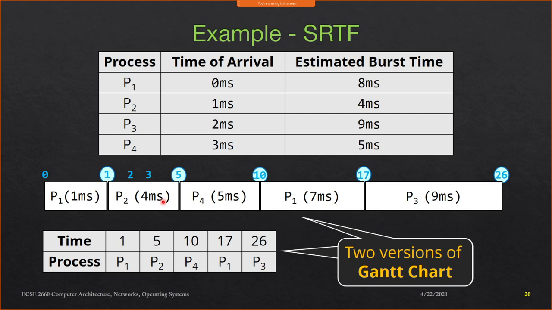You can also draw it with time as a column, or time as a row. In the time unit row, P1 goes first, then P2, then P4 from 10 to 71, 26, P3. So two versions of Gantt charts. Now using this, we can calculate the average waiting time and all those calculations.